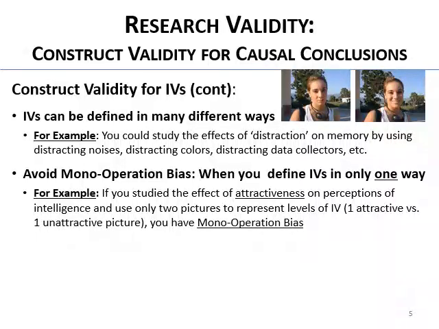You don't have multiple people smiling, not smiling, or whatever it's going to be. You have defined it in a single way. That is a mono way. You have mono operation bias.